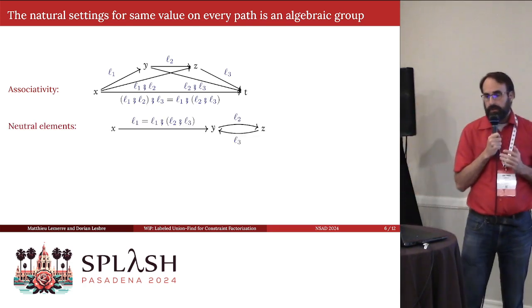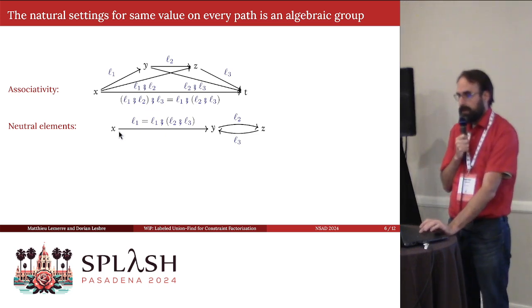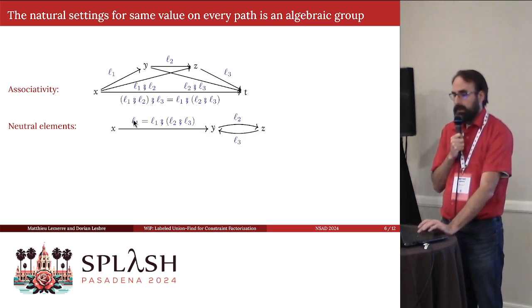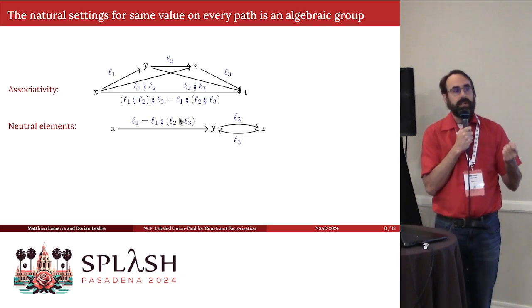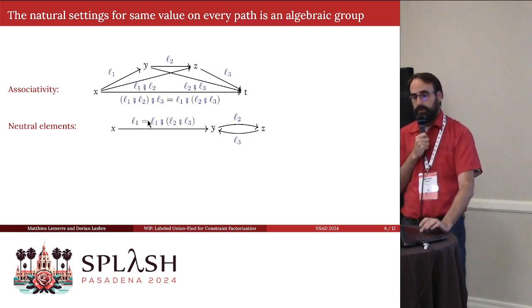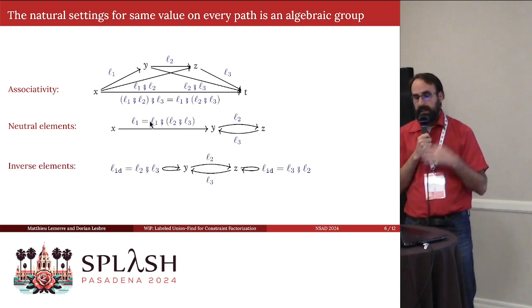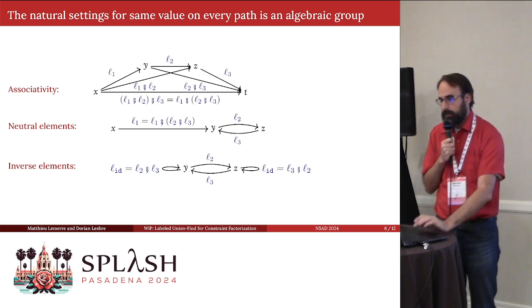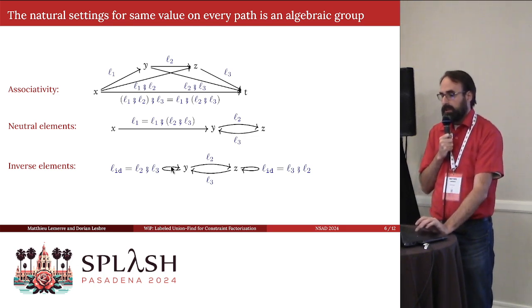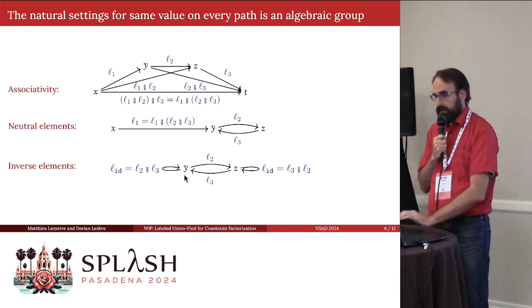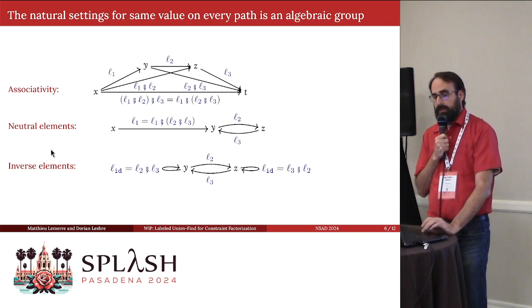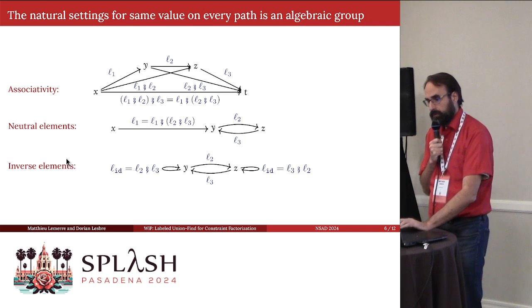You will also have neutral elements, because the path from x to y is the same as the path from x to y to z to y. And so the composition between L2 and S3 will be a right neutral element for the composition here. And you have neutral elements, but you also have inverse elements, because if this is a neutral element and this is a neutral element, then basically L2 is the inverse of L3. So associativity, neutral elements, and inverse elements mean that we have a group structure.